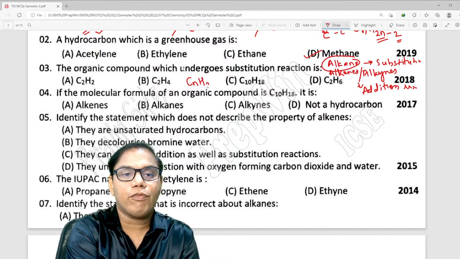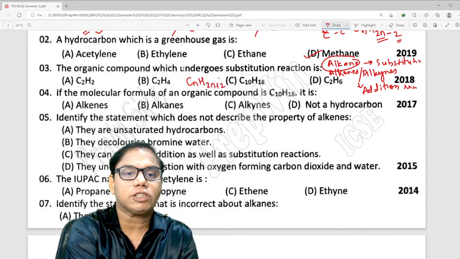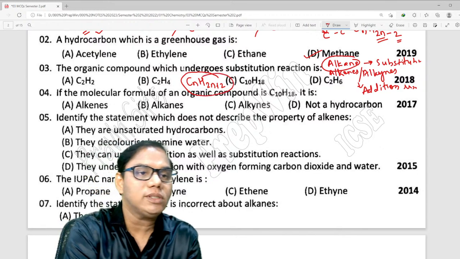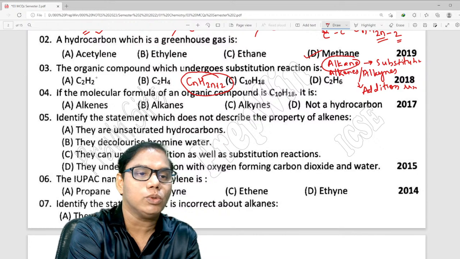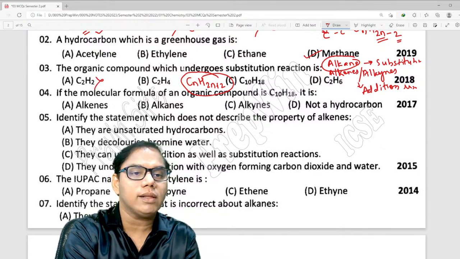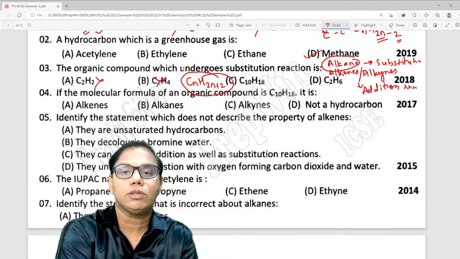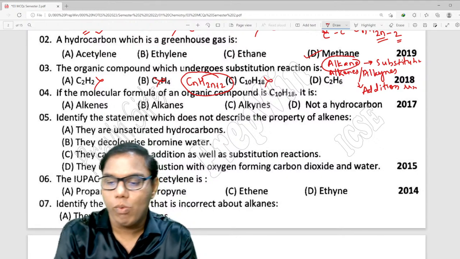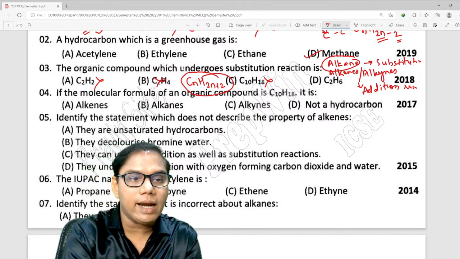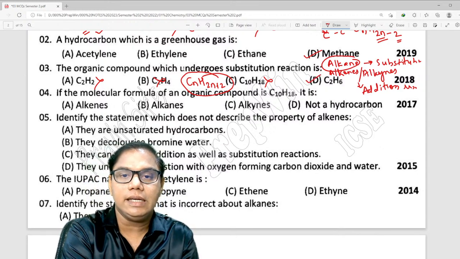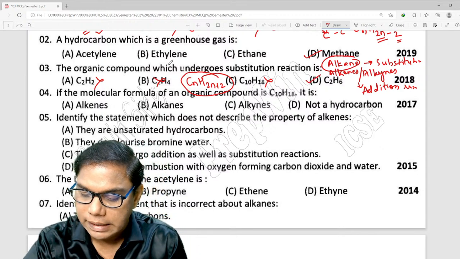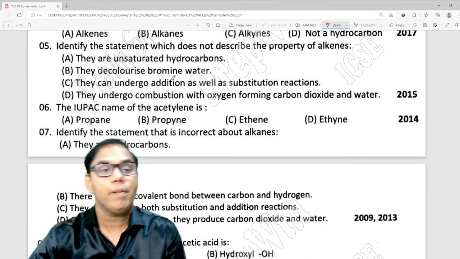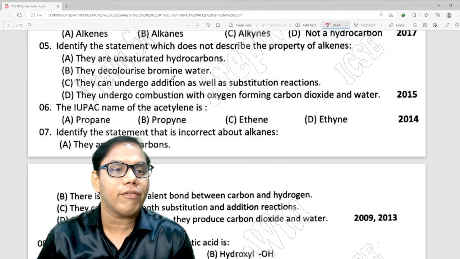Please know the formula of the functional group plus 2. कौन सा इन चारों में से कौन सा है जो इस फॉर्मूले को सेटिस्फाई करता है, डबल प्लस टू? Not this one, not this one, not this one. What is the correct answer? Correct answer is answer D. Is it fine? Are you getting it? Are you liking it? Okay, let's move on to question number 5.